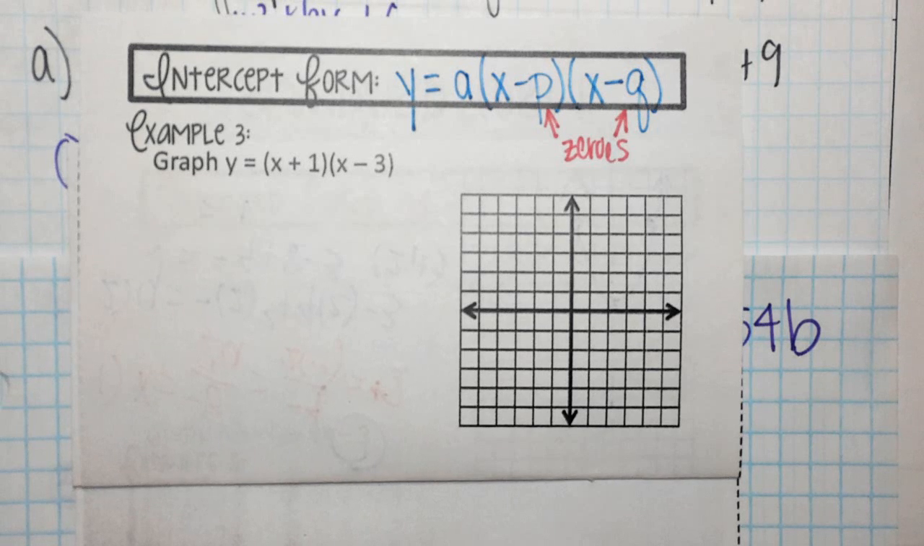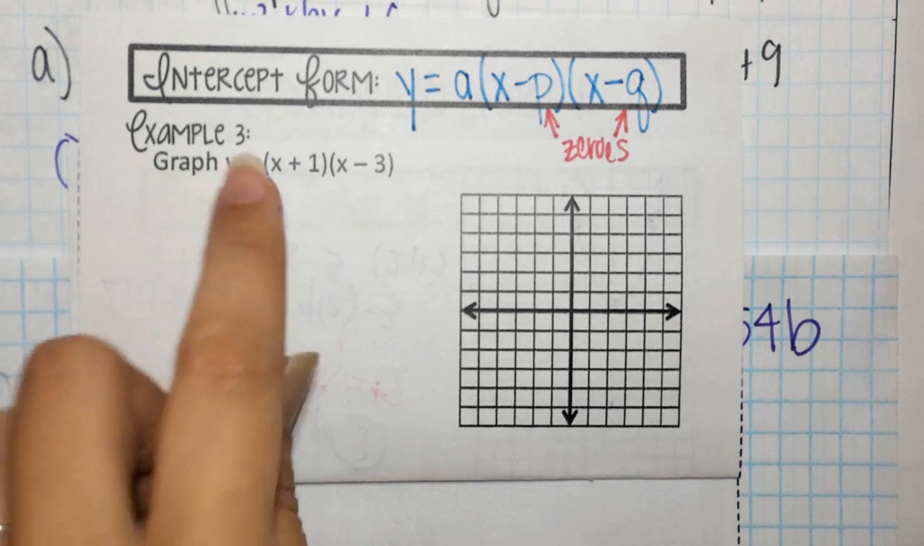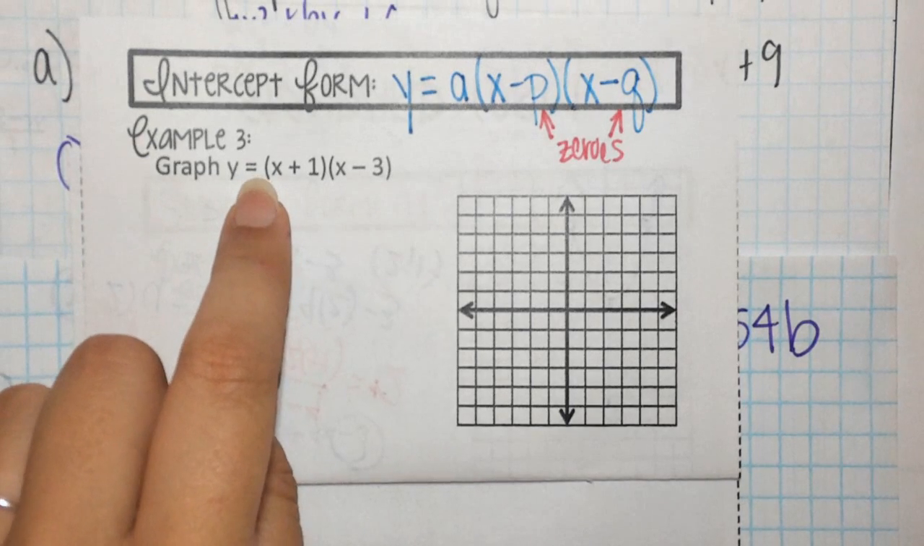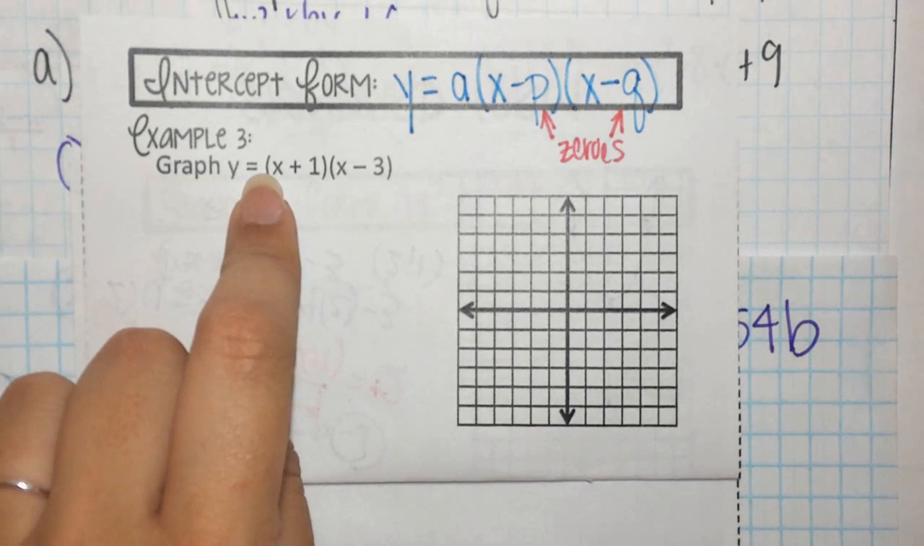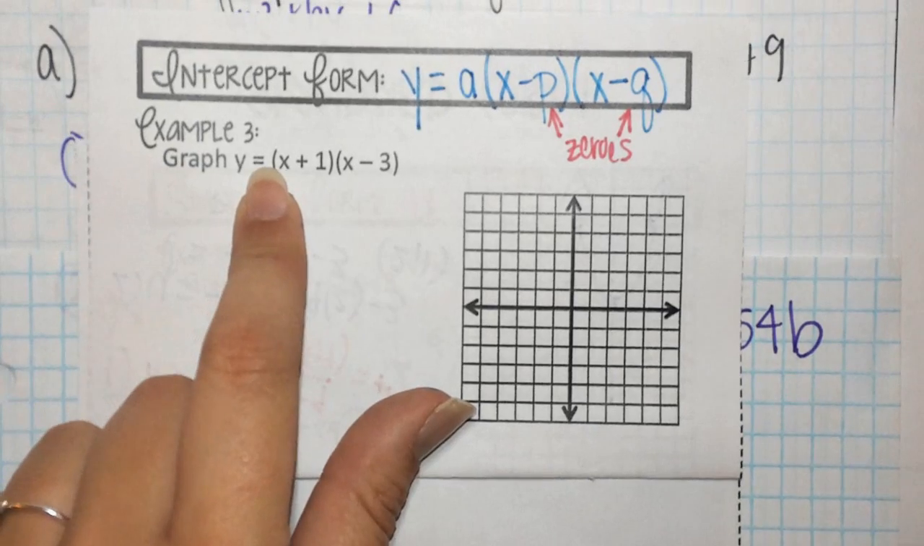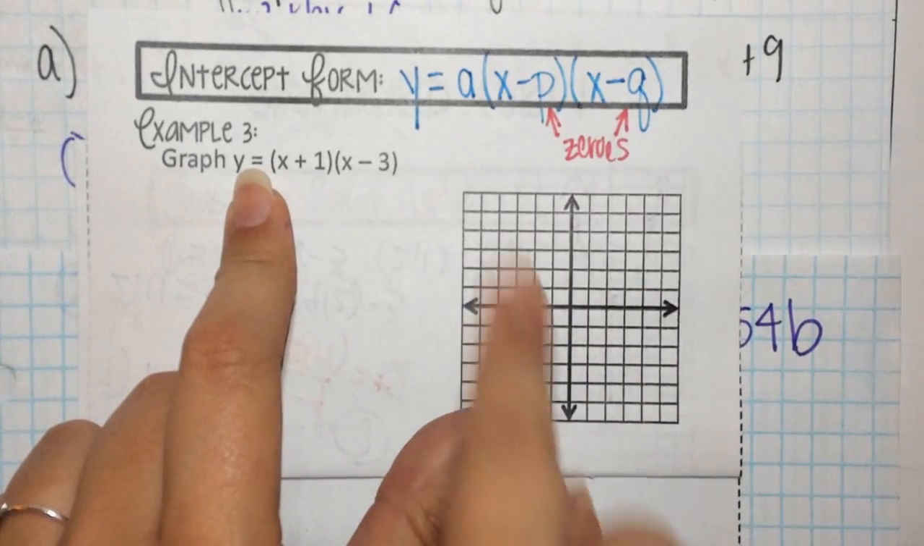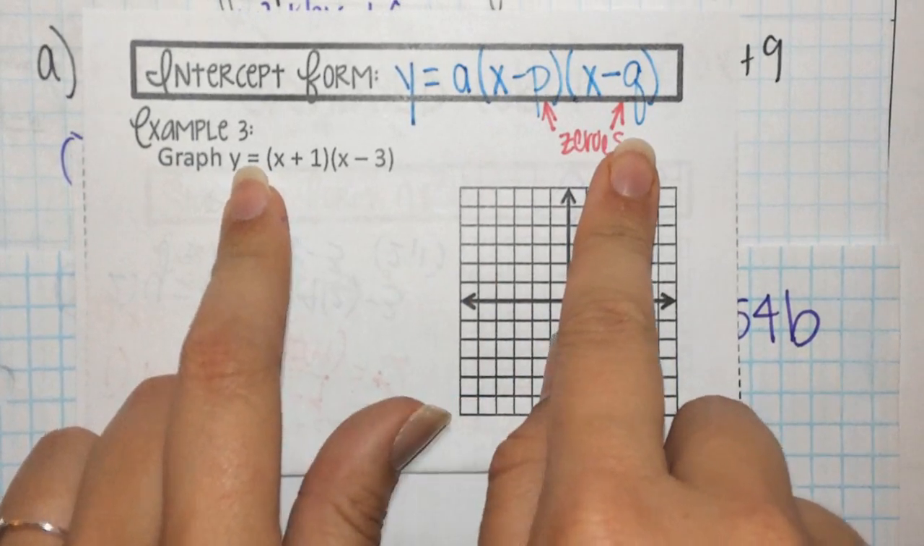The number out front of the parentheses. Is there a number out front? No. That means it's 1. That means it's positive. That means it opens up. Okay?